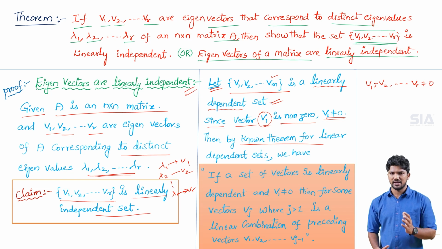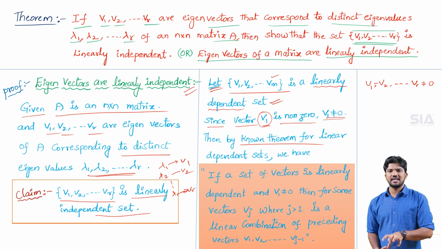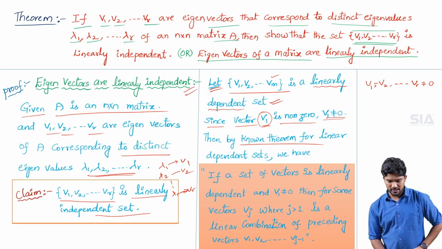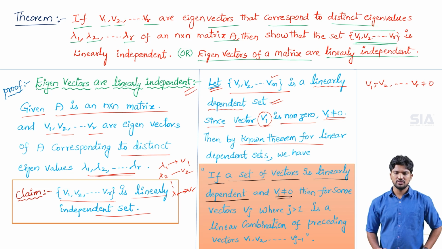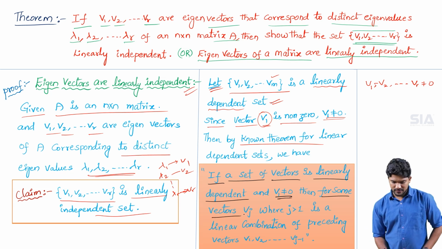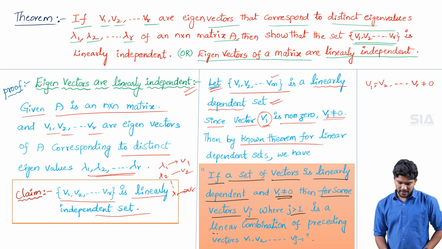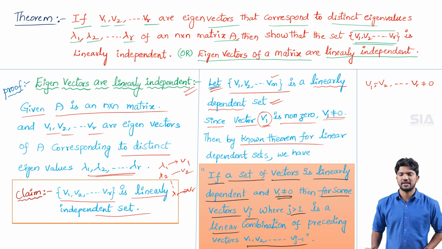This is one of the statements of an important theorem based on linearly dependent sets. Why? Because we are assuming that the given set is linearly dependent, that's why we are using the linearly dependent set condition. That is, if a set of vectors is linearly dependent and the first vector v1 is not equal to 0, then for some vector v suffix j, where j is greater than 1, that vector is a linear combination of the preceding vectors v1, v2, up to v suffix j minus 1.